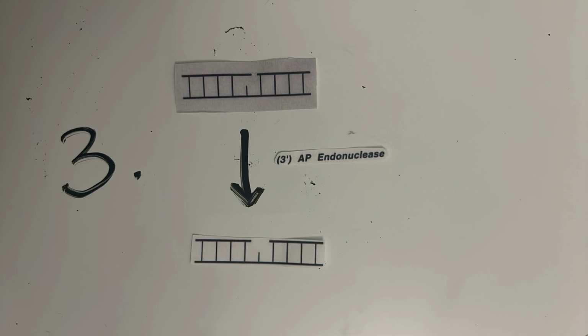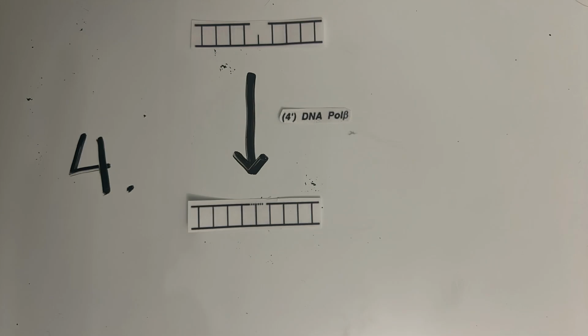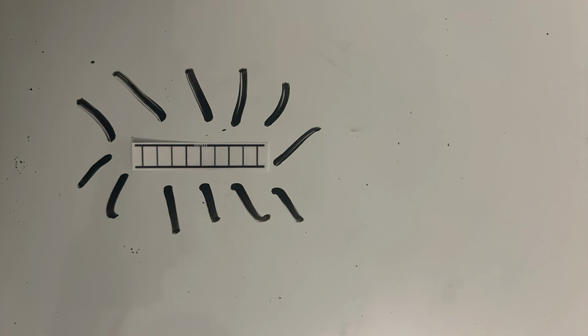A protein then makes a space in the DNA to ensure it is ready for repair. Beta DNA polymerase adds the correct base to fill in the gap using the correct strand as a template. Finally, DNA ligase closes the nick.